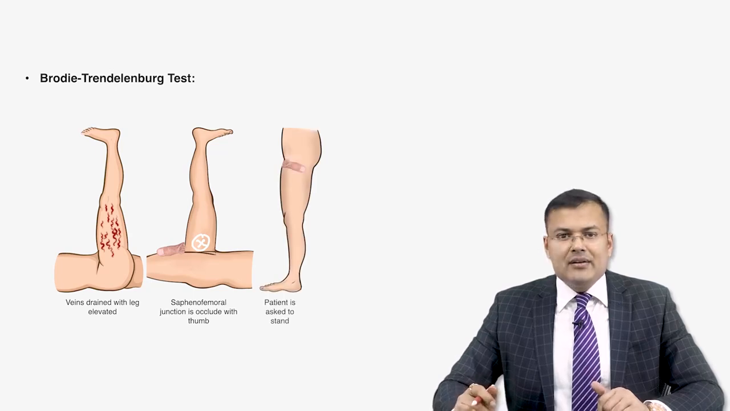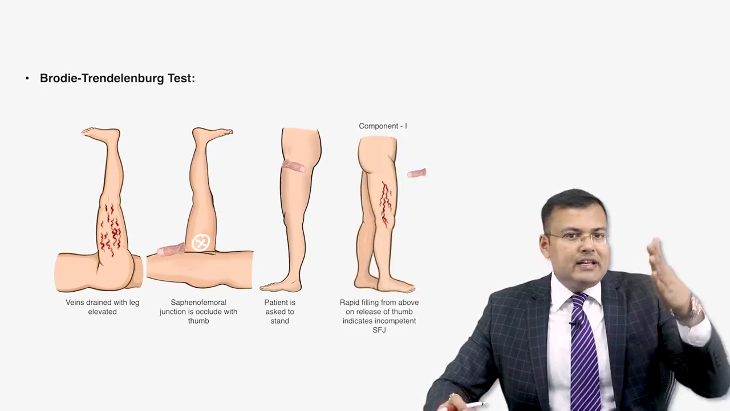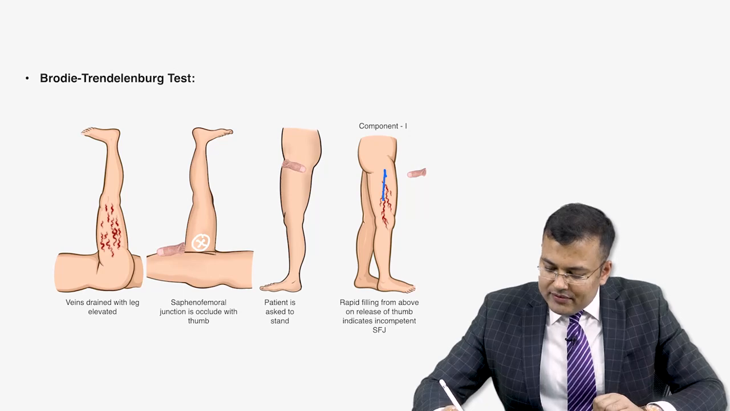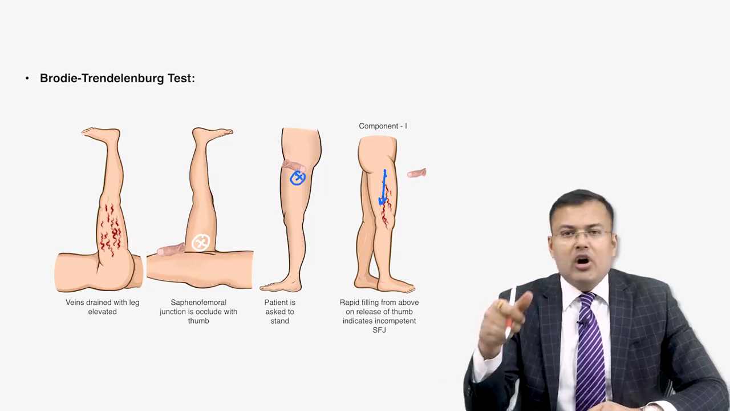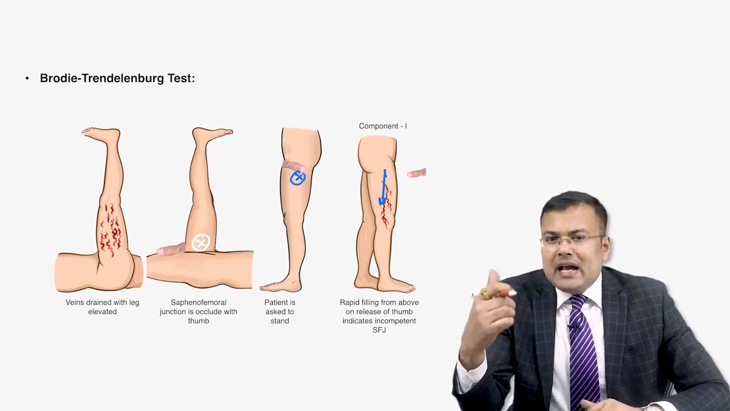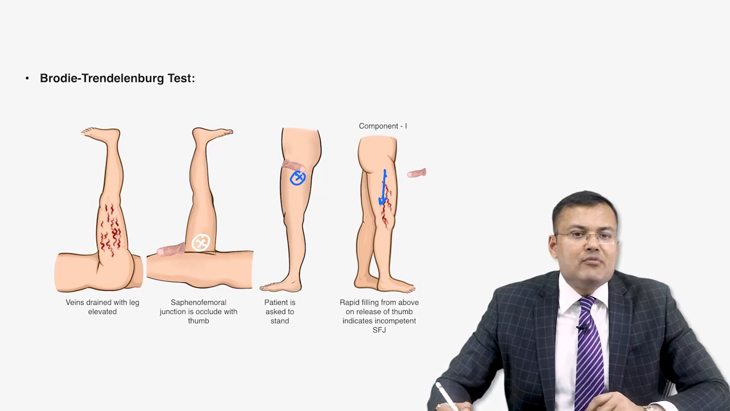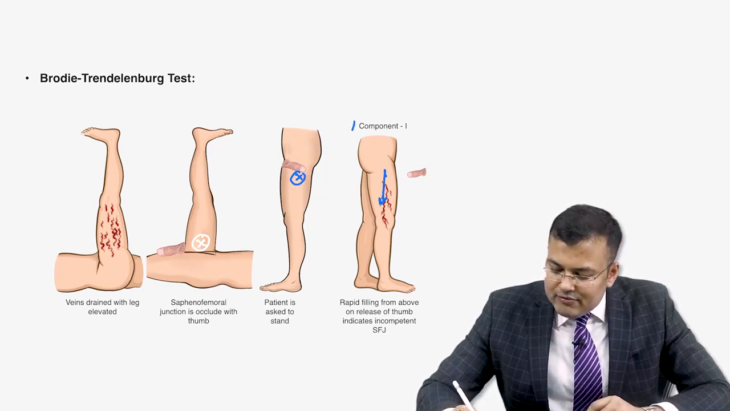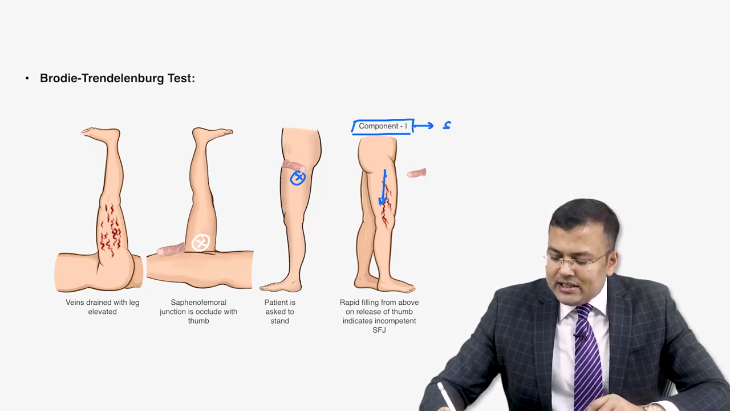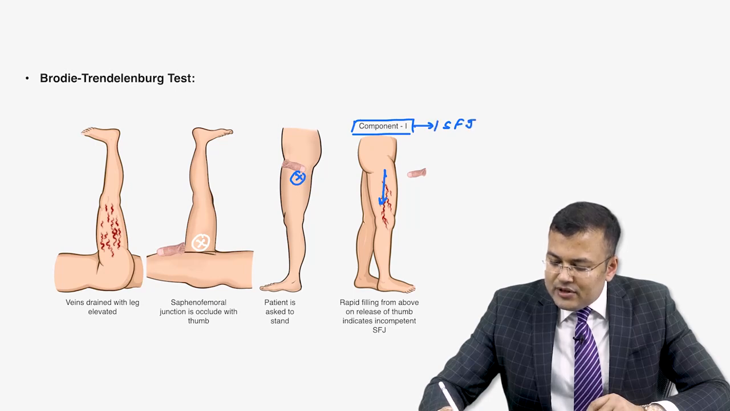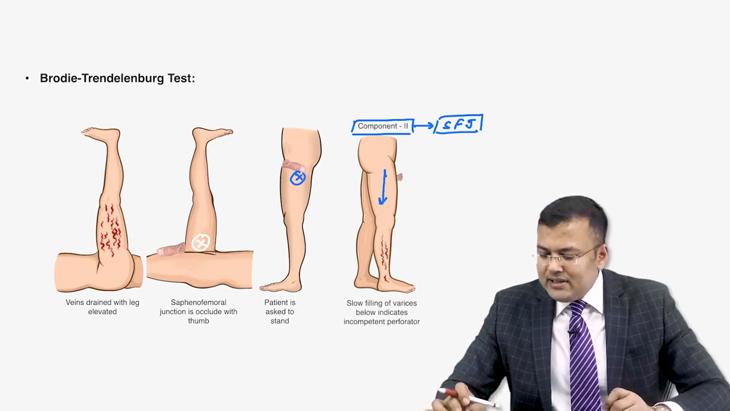When the patient stands, what happens? Whenever we release the pressure, if there is rapid filling by a column of blood from above, it means this junction is incompetent. So on releasing the pressure, if the varices fill quickly by a column of blood from above, it means the saphenofemoral junction is incompetent. This is component 1.